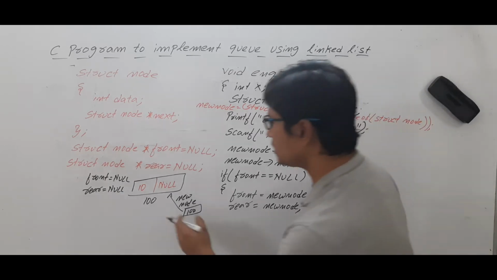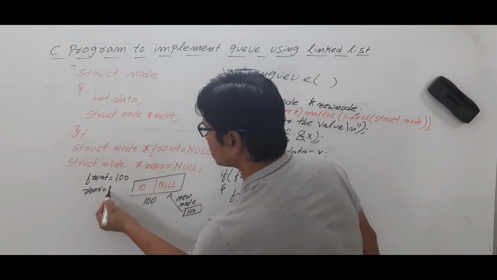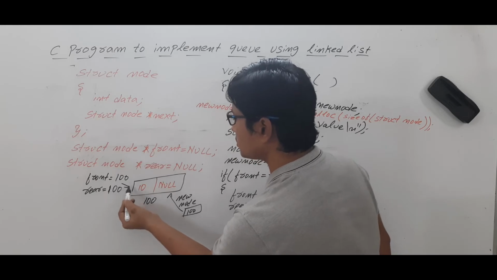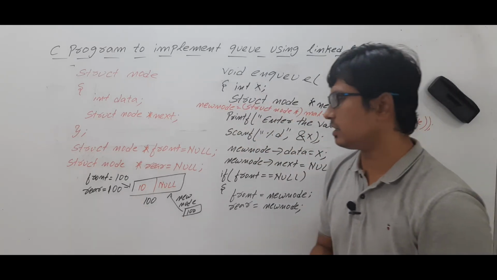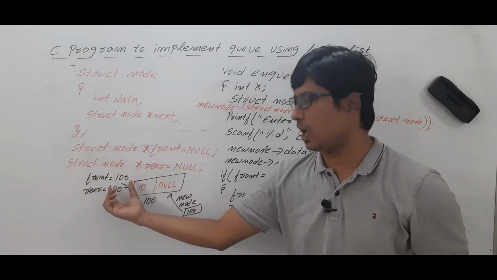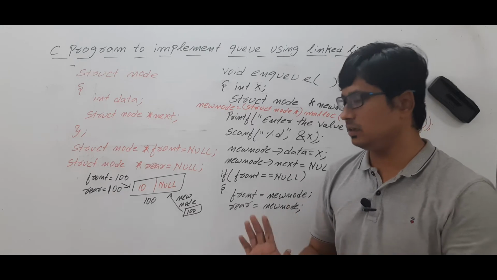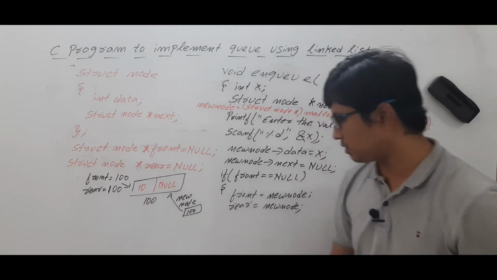Okay, so what does this new node consist of? It consists of the address 100 of this node. So both the front and rear pointers are pointing to this node. When front and rear have the same address, you can say that only one element is there in the queue. Is it clear? Are you able to understand?